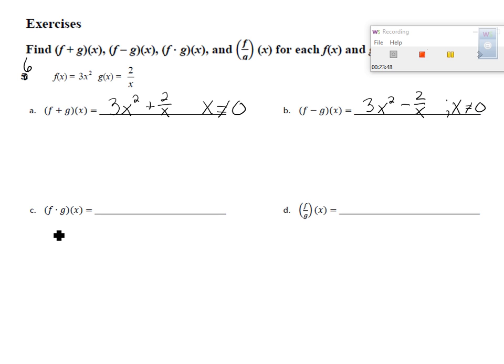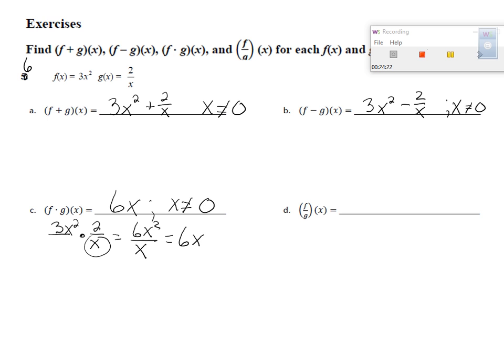Watch what happens on this multiplication, though. I've got 3x squared times 2 over x. This is really 6x squared over x. But notice that there's 2 x's in the numerator, 1 in the denominator. This simplifies to 6x. So my answer is 6x, but since a fraction showed up, I got to tell the world that x can't be 0.